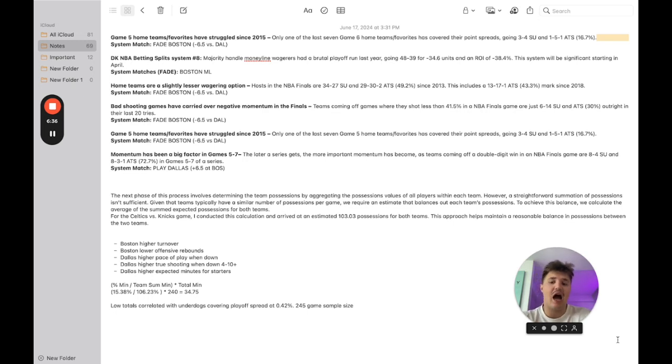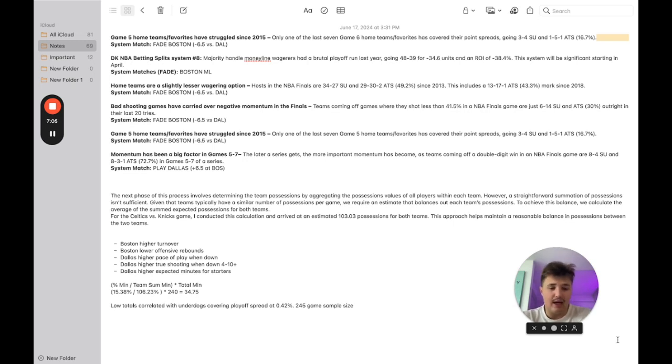And Dallas has higher expected minutes for their starters, meaning their starters are playing more of the game than Boston's. Yes, this has something to do with the blowouts, but in general, the Dallas starters see the court more than the Boston starters. Obviously, this is a good thing for the Mavericks because you want your best players out there. You want Luka out there. You want Kyrie out there, because their production levels are higher than the bench players.